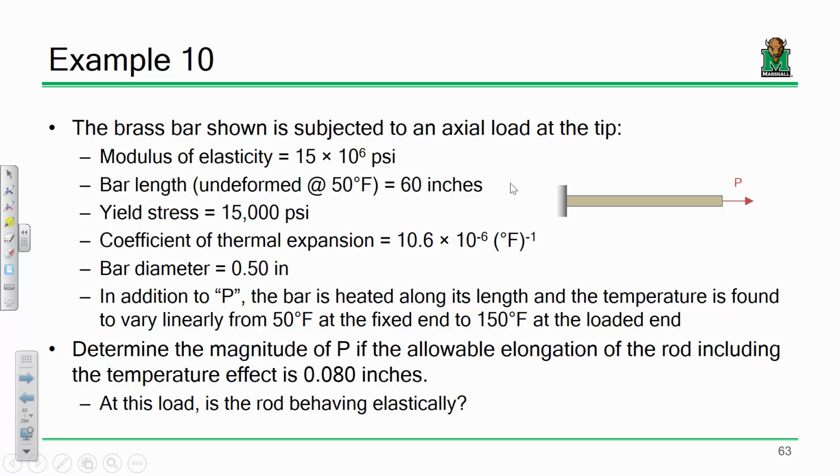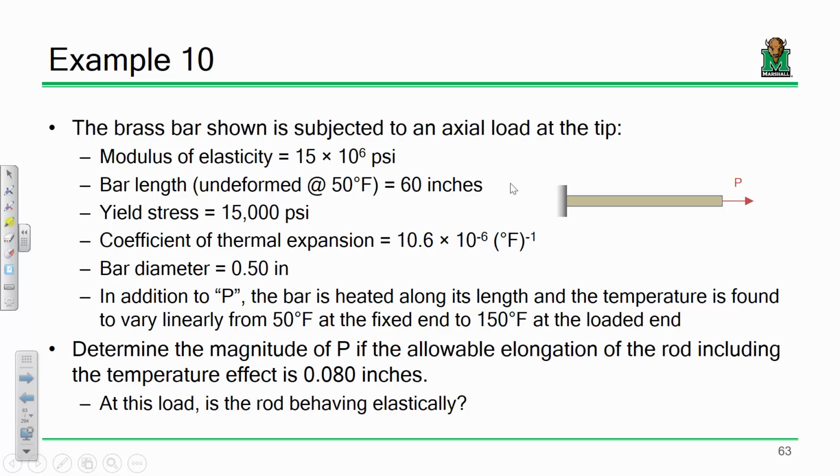So what we need to do is determine what P is such that the rod doesn't deform more than 0.08 inches. In other words, this brass bar has a limit as to how much it can stretch. So what we're going to figure out is what P is so that we don't exceed that limit. And this is a very common type of analysis for a civil or mechanical engineer trying to assess a given structure and figure out its maximum capacity under a given limit. In this case, the limit is that the deflection is 0.08 inches.